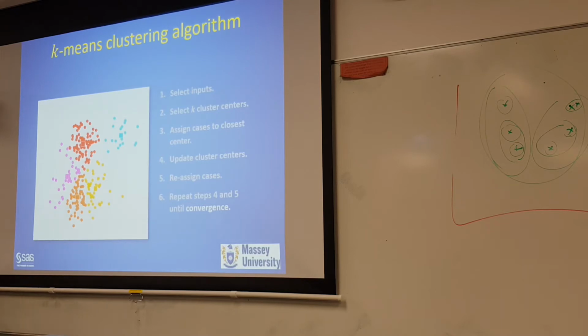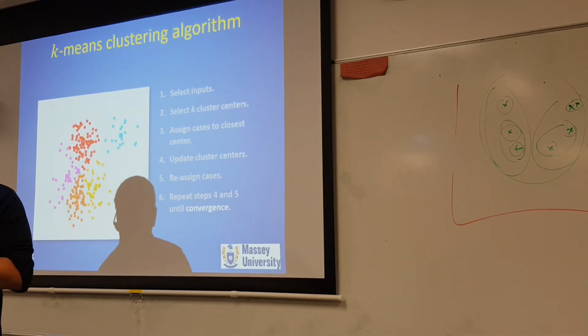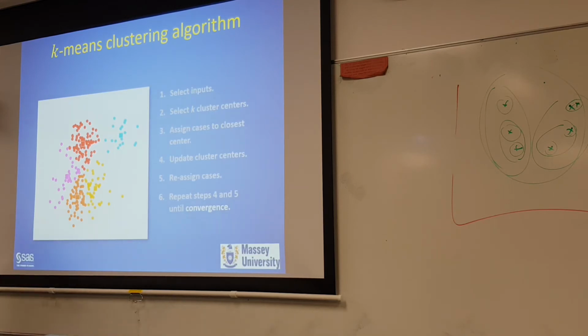So that's step 2, select k cluster centers. How does it do that? There are different methods, but typically it's just a random positioning of points. Does it matter specifically where it puts that point in the first instance? You'd be surprised how well it converges anyway.